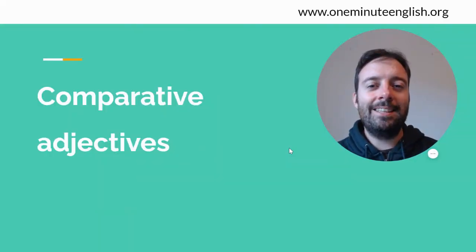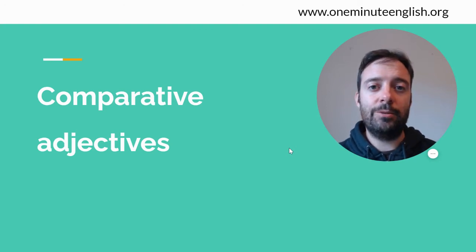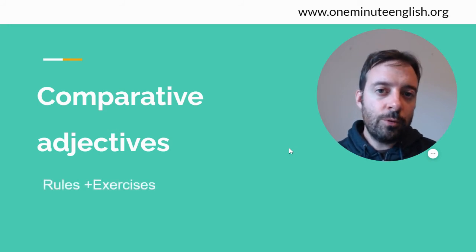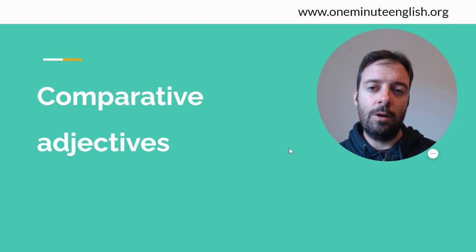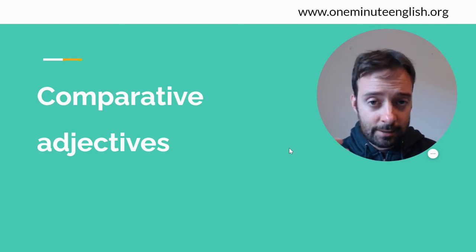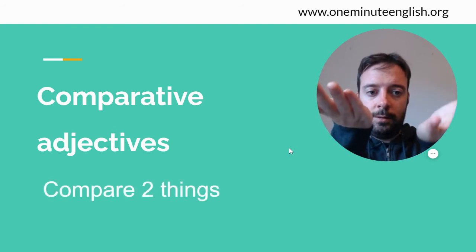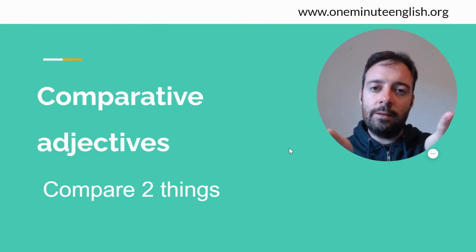Hello everybody, and in this video we're going to talk about comparative adjectives. These are adjectives that we use to compare things. We're going to talk about the rules, and we're also going to practice a little bit with some exercises. So let's think about comparative adjectives. What are comparative adjectives and when do we use them? We use them when we compare two different things. You want to compare one thing with another thing.